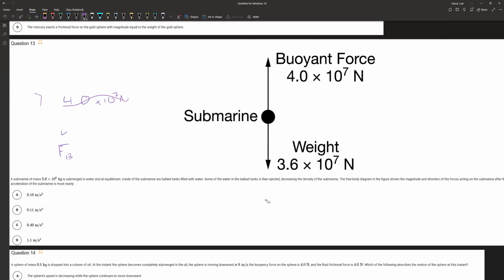It is the buoyant force minus the gravitational force equals m times a. And so 4.7 minus 3.6 times 10 to the 7 is going to be 0.6 times 10 to the 7. Let me turn it off and turn it back on. In the meantime, the correct answer is D. So 0.6 times 10 to the 7 is the same thing as saying 6 times 10 to the 6 divided by 3.6 times 10 to the 6.